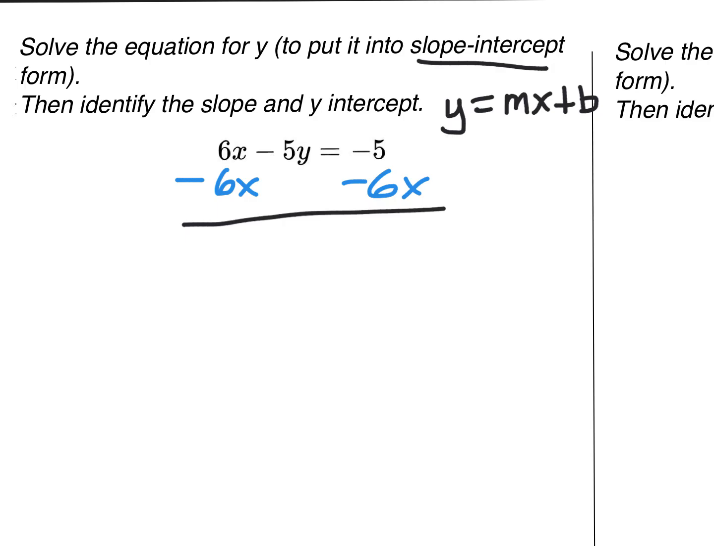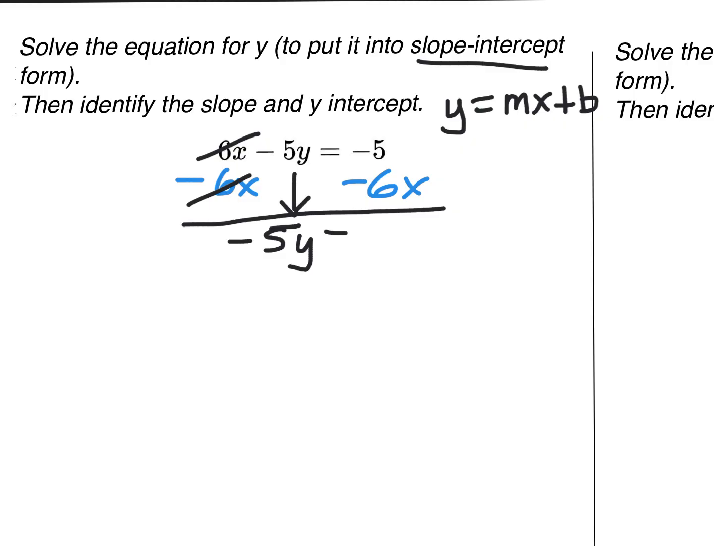So the positive 6x and the negative 6x are going to cancel each other out. I'm going to bring down, and I am deliberately making a mistake right now. I forgot to do something. What did I forget to bring down? The minus, exactly. There's a minus subtraction in front of that 5y. So I need to do a minus 5y.